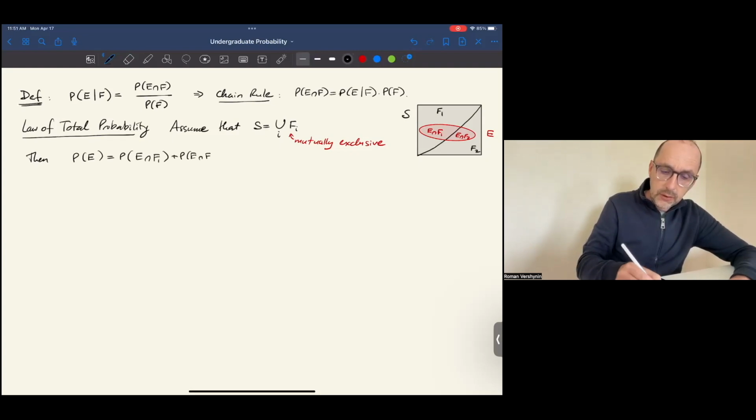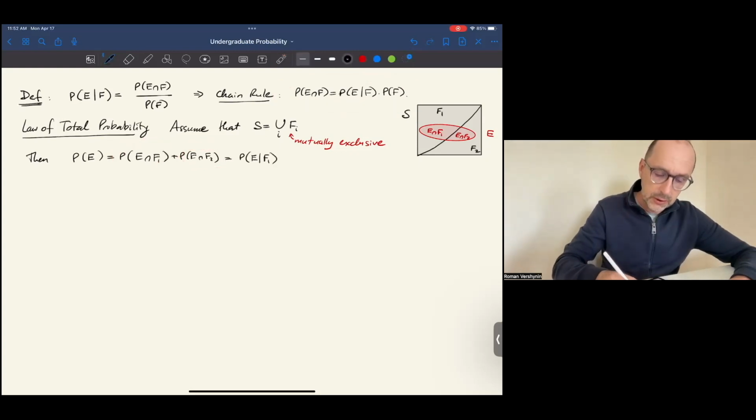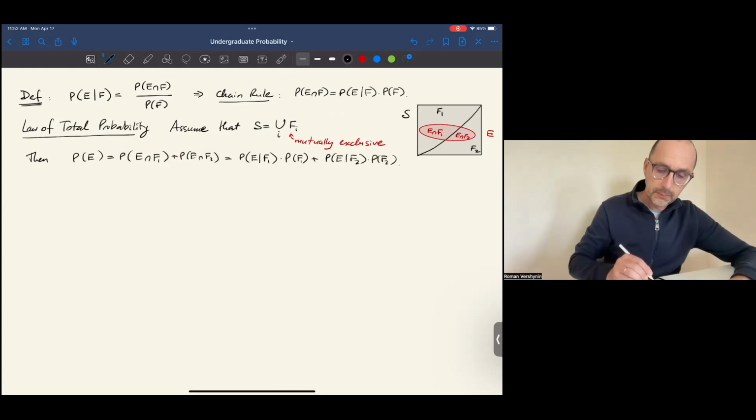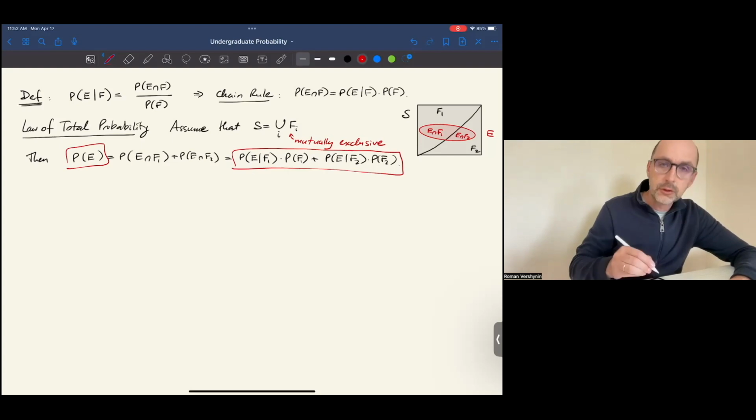To each of these two parts, we may apply chain rule. And this way we'll get probability of E conditioned on F1 times P of F1 plus probability of E conditioned on F2 times P of F2. This is the law of total probability for two events.